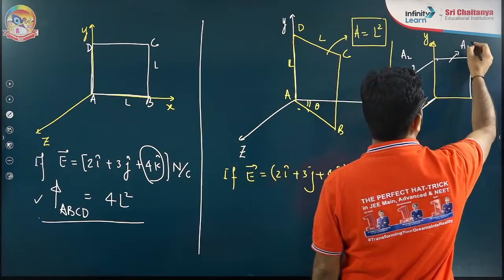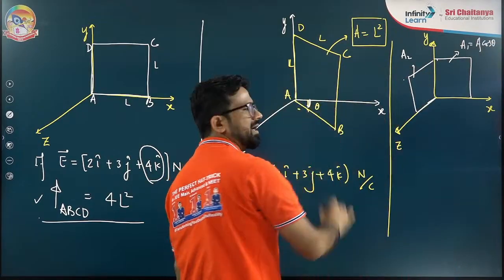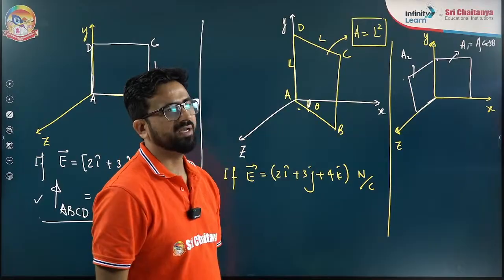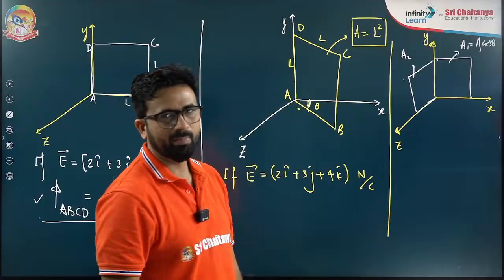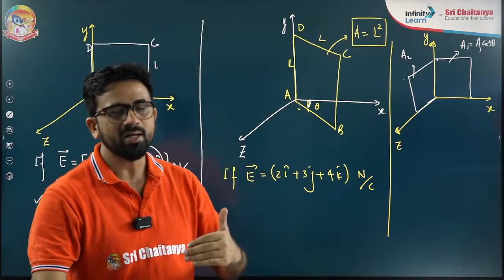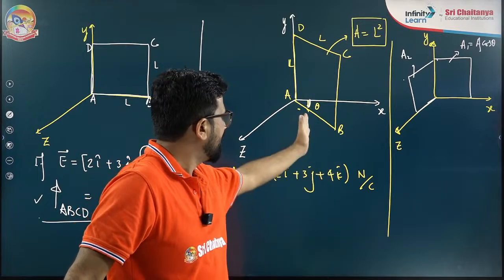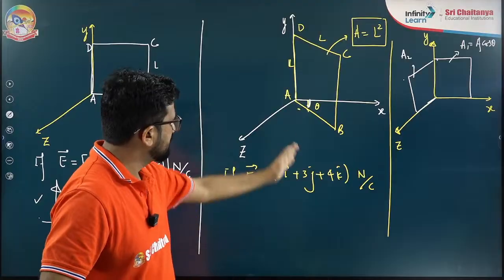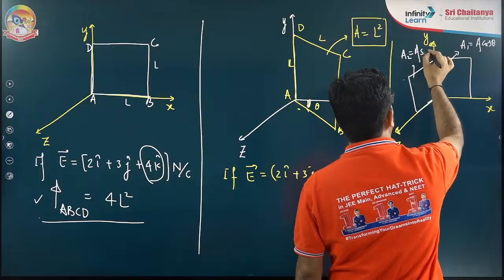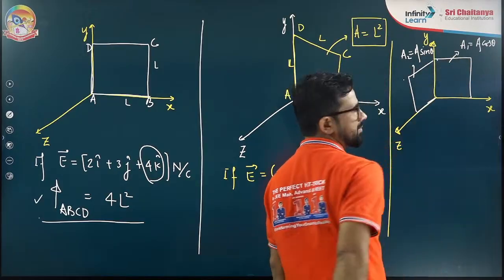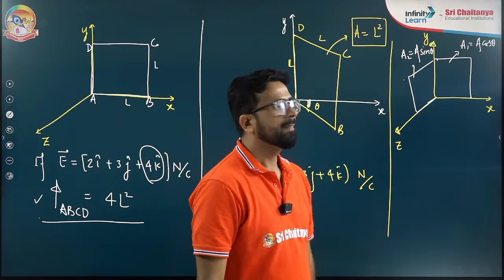This A1 area would be A into cos theta because this component is theta. So you can take the component as cos theta. Similarly, A2 would be the sin theta component. Remember this: whenever any vector is there, the component nearby theta is what, beta? Cos. And away from theta we call it sin. So the XY plane component would be A cos theta and this would be A sin theta. These are the two components.